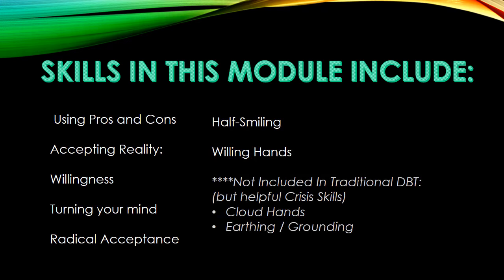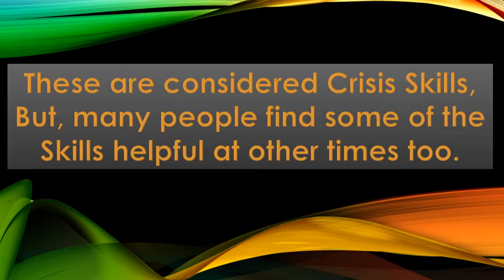Other DBT skills used for distress tolerance include using pros and cons, accepting reality, willingness, turning your mind, radical acceptance, half smiling, willing hands. And we've included some additional skills which are not necessarily included in traditional DBT, but can be quite helpful crisis skills. They include cloud hands, earthing, grounding. The skills we have been looking at are considered crisis skills, but many people find some of these skills helpful at other times too.